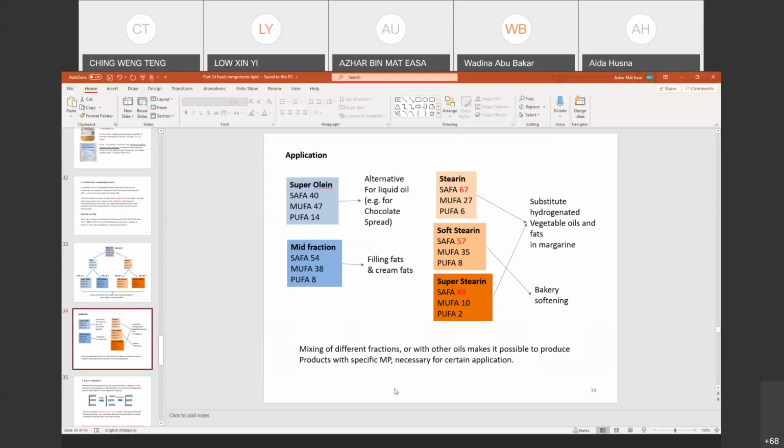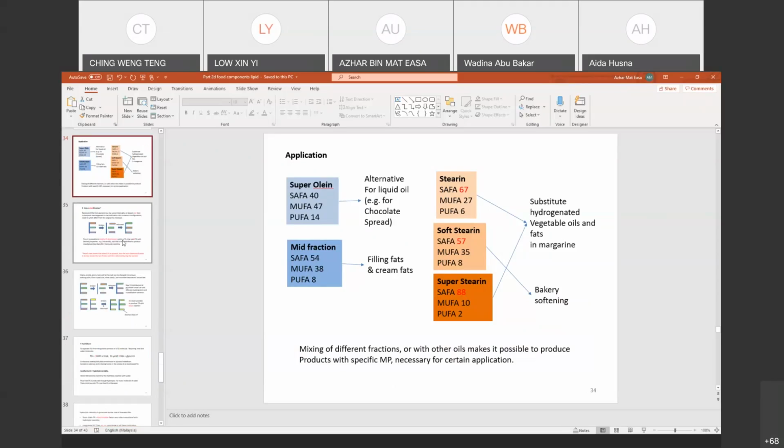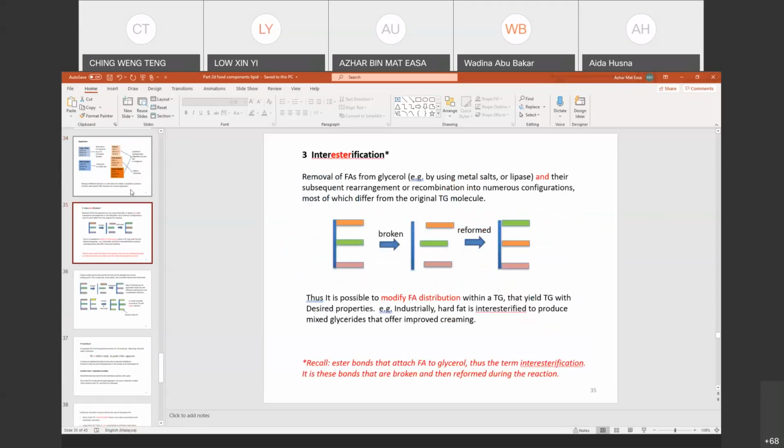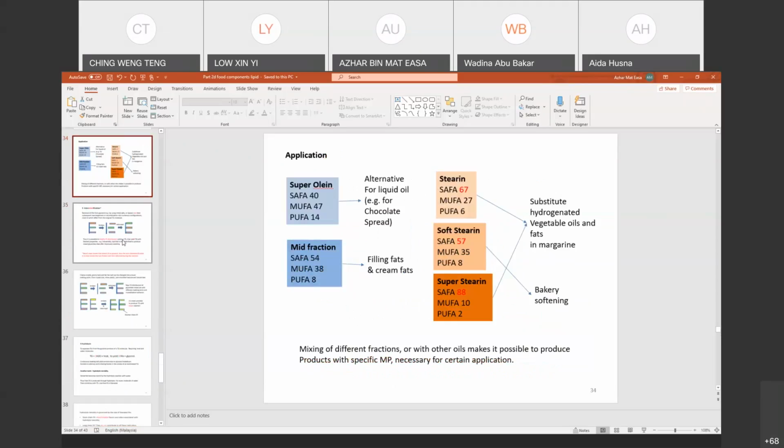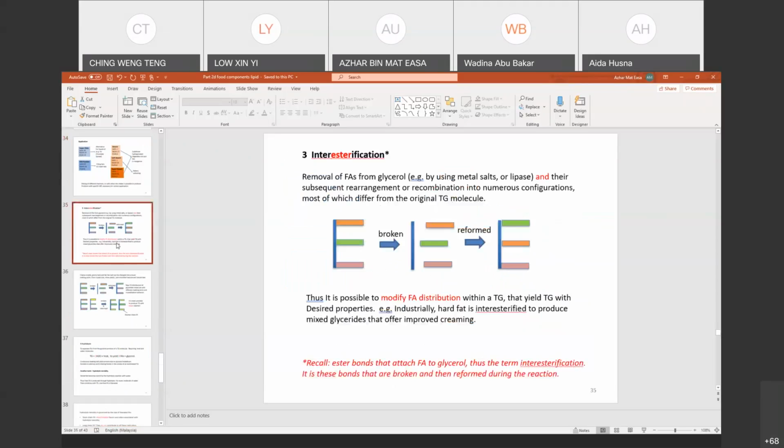So mixing now, you can mix different fractions or with other oils, making it possible to produce a product with specific melting point necessary for certain applications. Okay, so that's what it's all about. I hope you get it. There is a video on YouTube. I explain all this again and again.